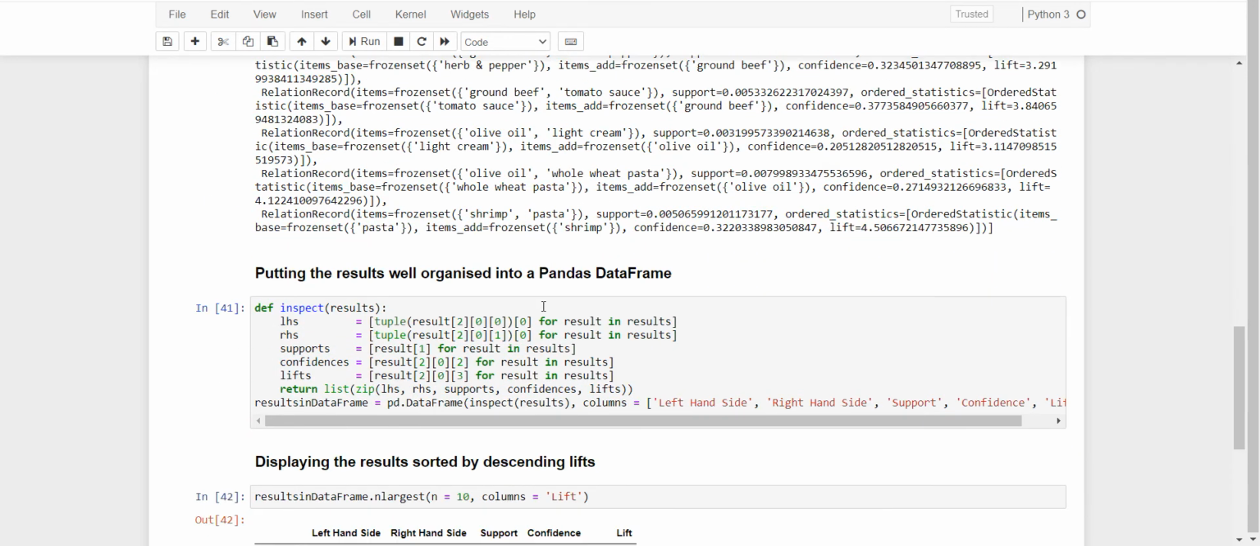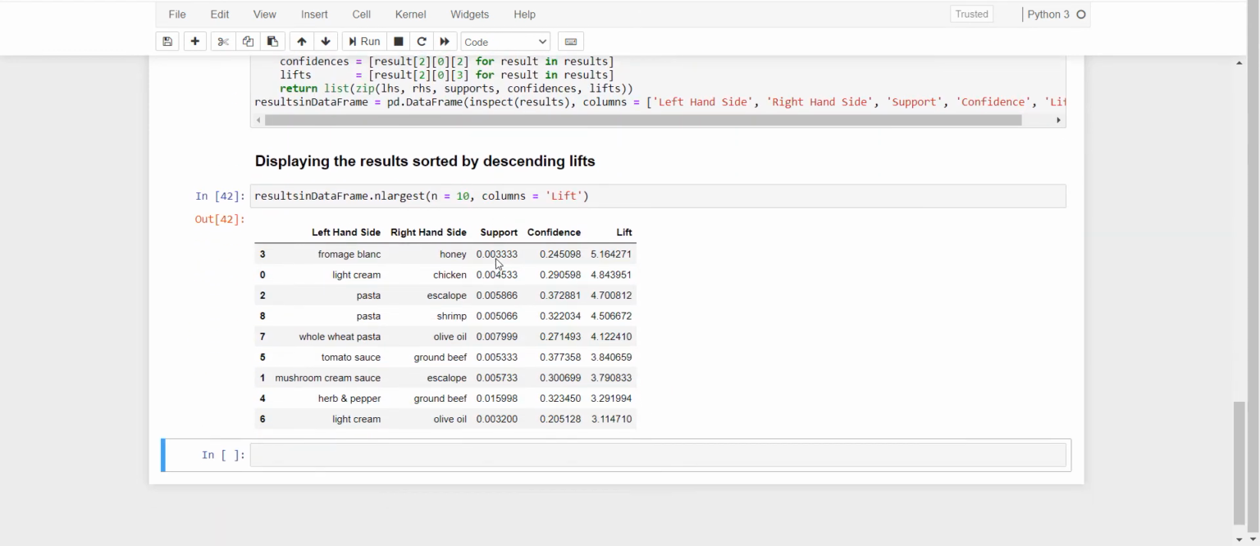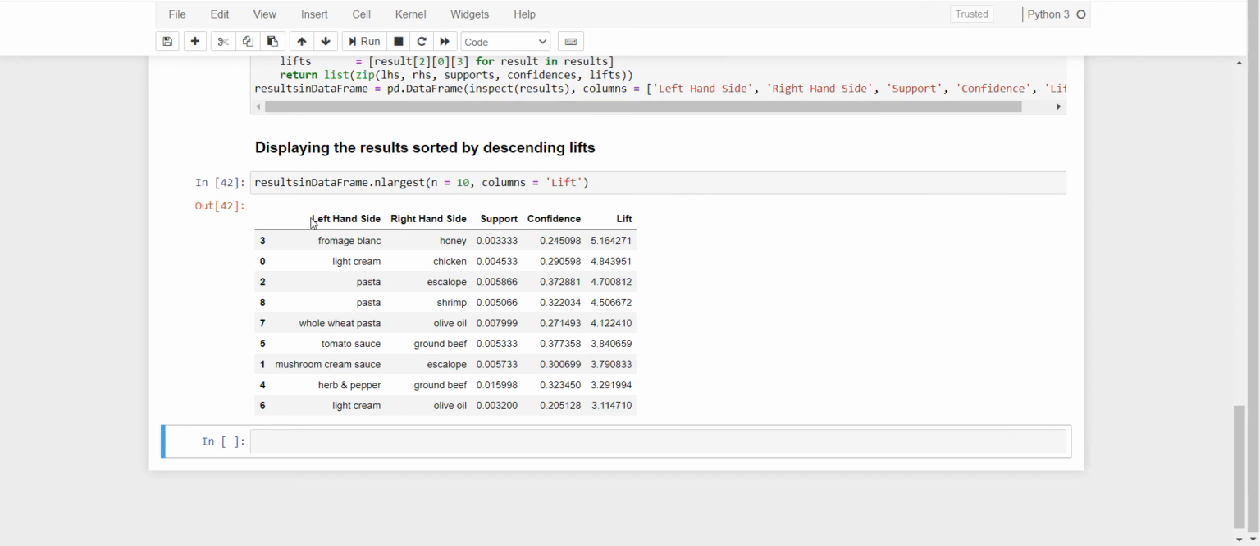Okay, so here I have displayed the result in a sorted form by descending lift. You can see here we have the left hand side item, the right hand side item, the support, confidence and lift. So let's check this zeroth item. It is light cream and chicken. Here the item base is light cream and the item added is chicken, meaning if the customer buys light cream, there is a very high chance of buying chicken with it, and so on.